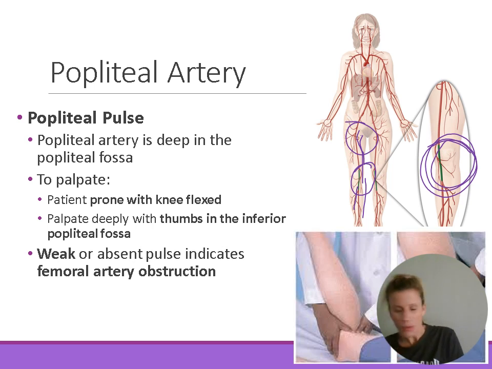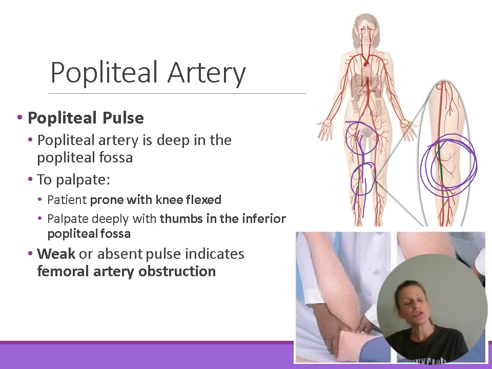We palpate the popliteal artery to ensure that blood flow is continuing down the leg, that there's adequate blood flow through the femoral artery, through the popliteal artery, and then getting down to the inferior region of the leg. The popliteal artery is vulnerable in knee dislocations. If we're trying to check that the femoral artery is intact, we'll check the popliteal pulse, right? Because if there's no popliteal pulse, that means blood's not coming down the femoral artery.